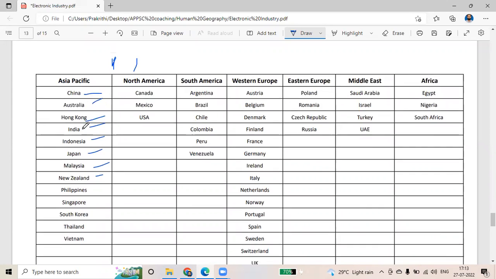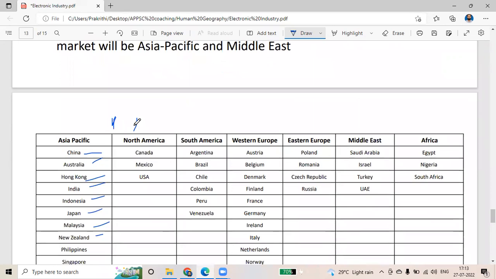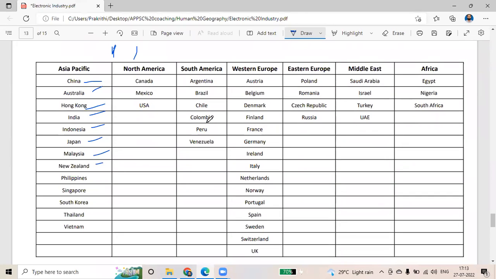And second largest electronic industry in North America include Canada, Mexico, and USA. Then South America में Argentina, Brazil, Chile, Colombia, Peru and Venezuela. Then Western Europe में Austria, Belgium, Denmark, Finland, France, Germany, Ireland, Italy to UK. So पूरा almost every country because that is developed country है. Then Eastern Europe, Poland, Romania, Czech Republic and Russia. Middle East comprising Saudi Arabia, Israel, Turkey and UAE, Africa, Egypt, Nigeria and South Africa.